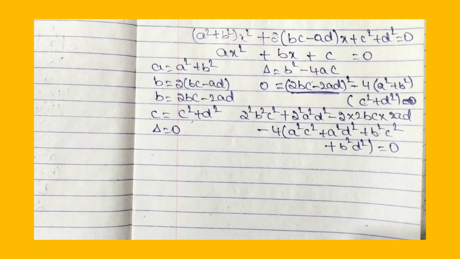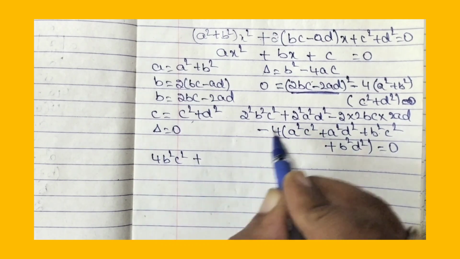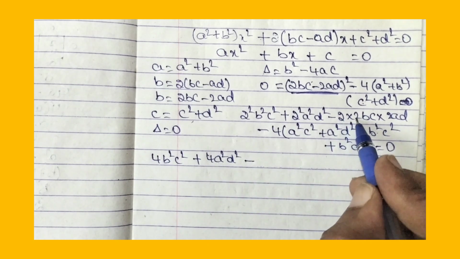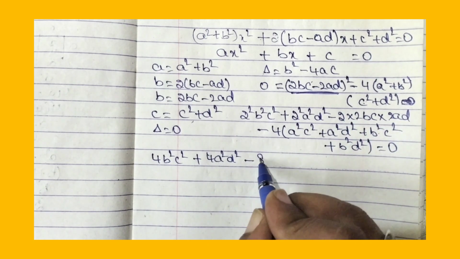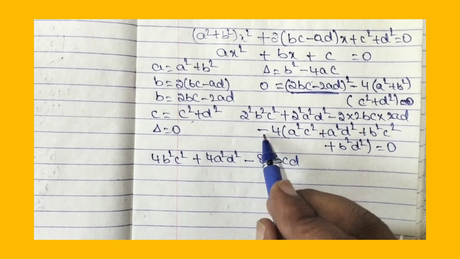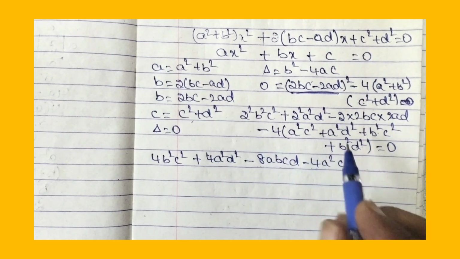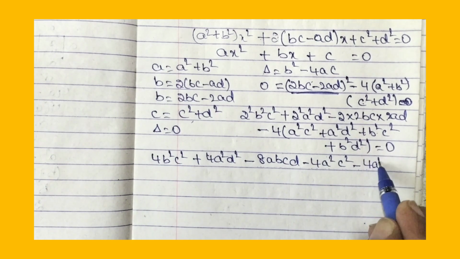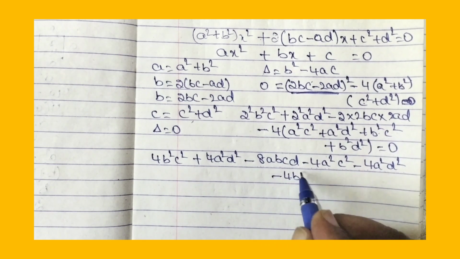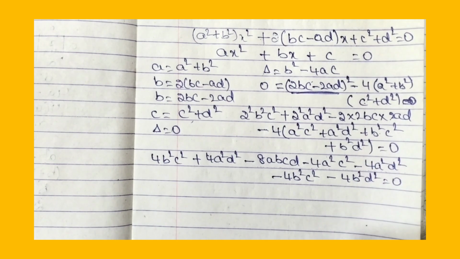Now 2 square becomes 4b square c square plus 2 square becomes 4a square d square minus 2 2s are 4, 4 2s are 8, 8abcd. Now multiply everything by minus 4: minus 4a square c square, minus 4a square d square, minus 4b square c square, minus 4b square d square, which is equal to 0.